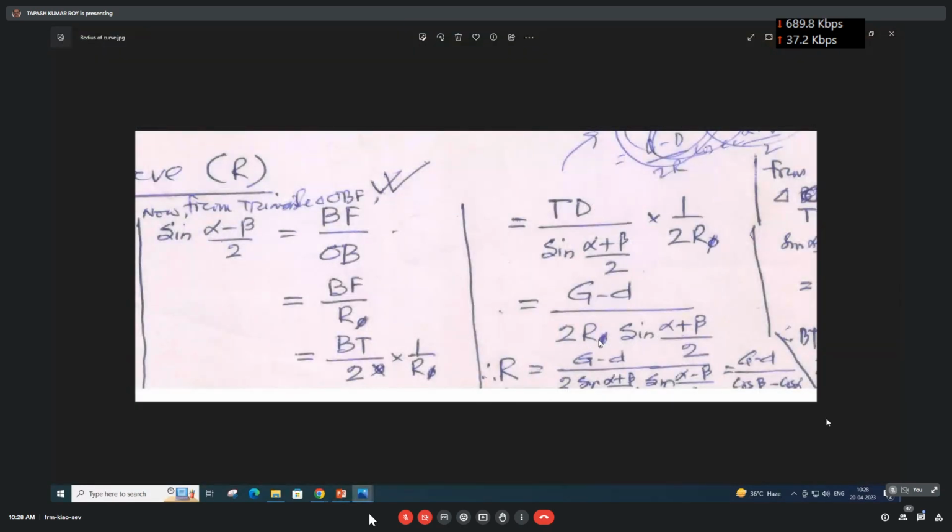Now we get (G minus D) by sin((alpha plus beta)/2). Now R will be taken to the left side, so sin((alpha minus beta)/2) will come down. Ultimately you will get R equal to (G minus D) divided by 2 sin((alpha plus beta)/2) sin((alpha minus beta)/2). As per trigonometry, 2 sin((alpha plus beta)/2) sin((alpha minus beta)/2) equals cos beta minus cos alpha. So ultimately R equals (G minus D) divided by (cos beta minus cos alpha).